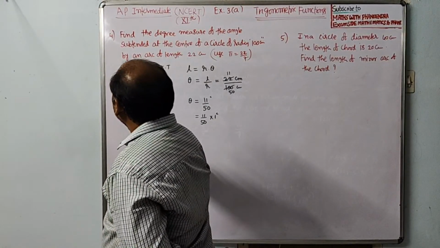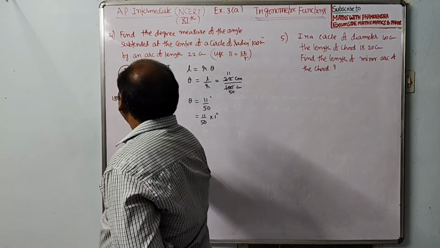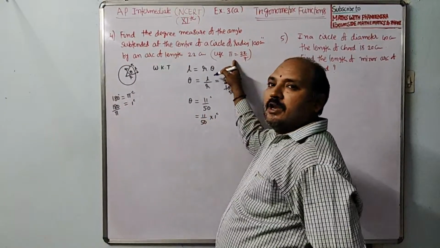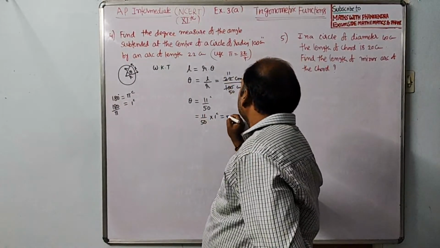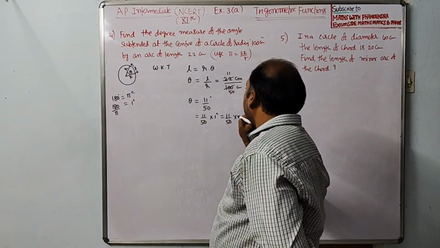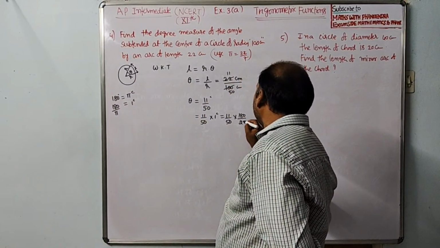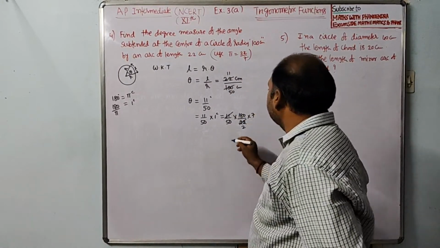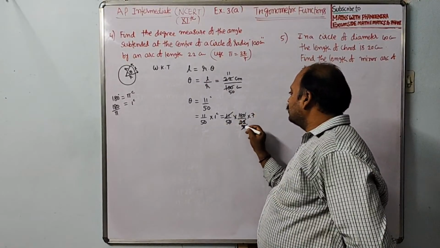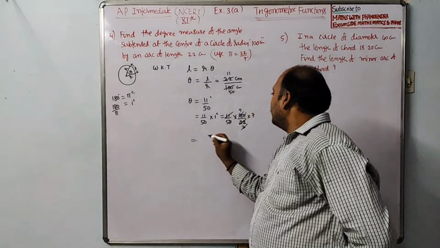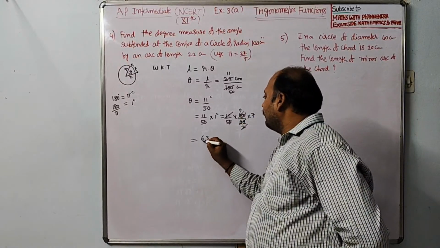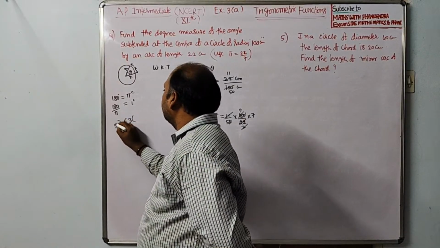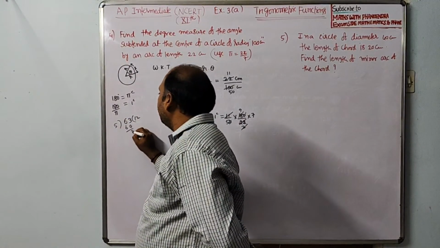So 180 degrees equal to pi radian. 1 radian equal to 180 by pi. Wherever pi is there, replace with 22 by 7. So 11 by 50 into 180 divided by 22 by 7. 7 will come up, 11 ones, 11 twos. Here 0 gets cancelled. 2 1s, 2 9s. 9 7s are 63 divided by 5. 63 by 5 also we can write it. 5 12s 60, remaining is 3.